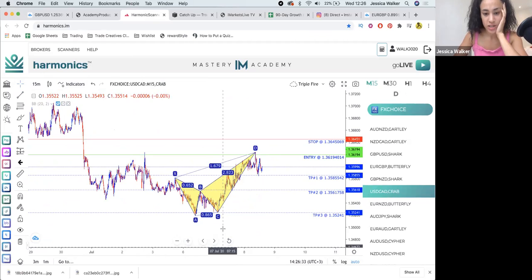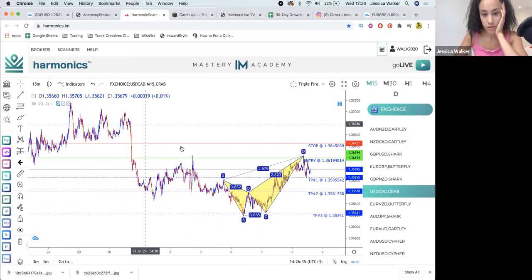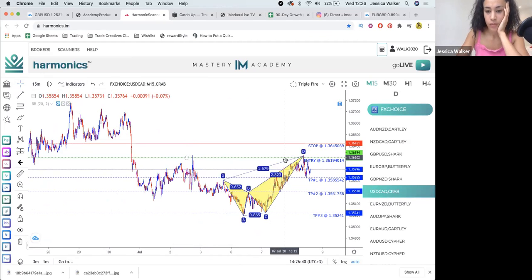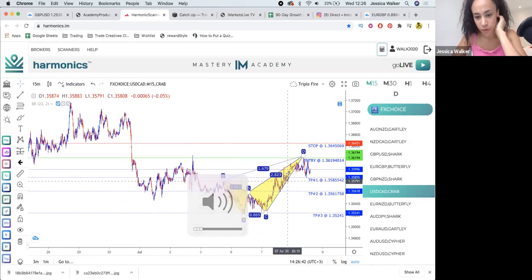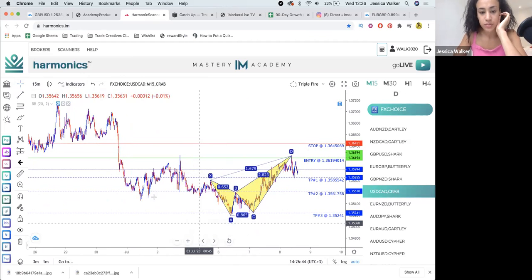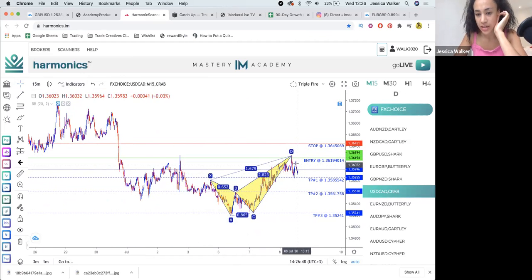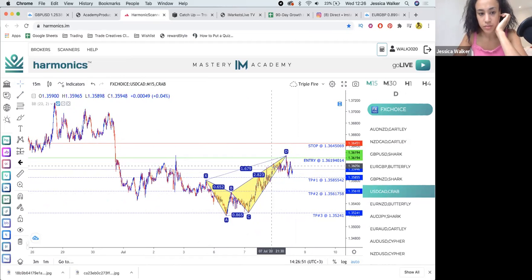TradingView is just so much prettier to use. Okay. We've kind of had this teacup formation happening here. Had this swing. You could definitely count this one as a little micro teacup forming.